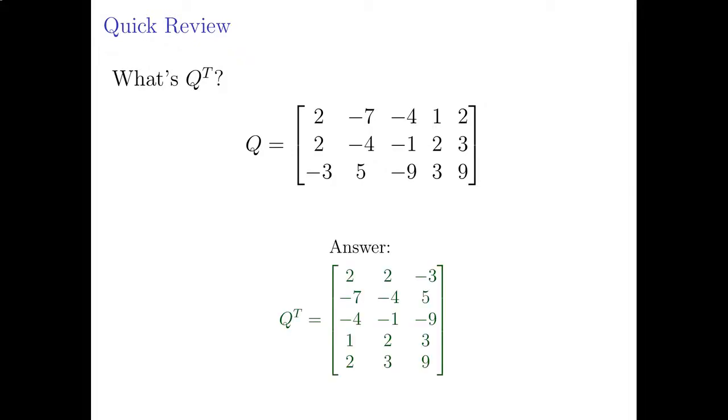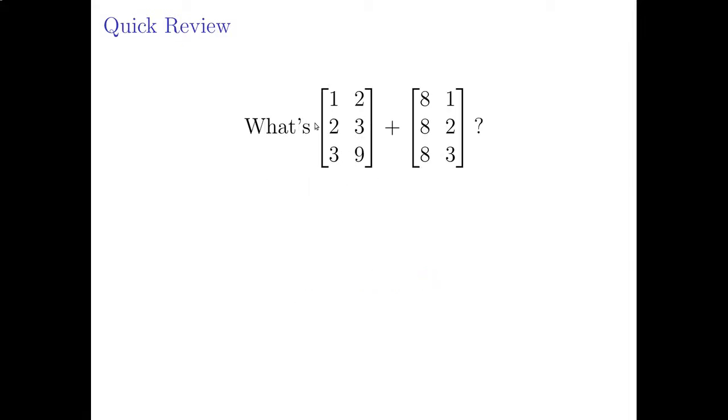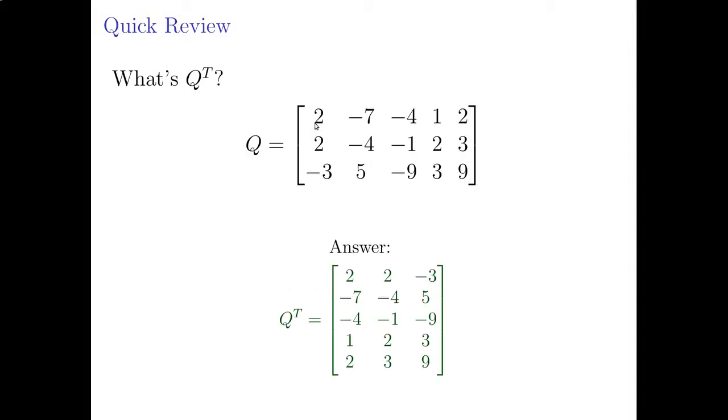Remember, transpose means we interchange the rows and the columns. So the rows become the columns. Easiest way to do that, I think, is to take the first row and write that as a column. So instead of 2, -7, -4, 1, 2, we're going to write it as 2, -7, -4, 1, 2 as a column. And then we're going to take the second row and make that be the second column, and then the third row and make that be the third column.